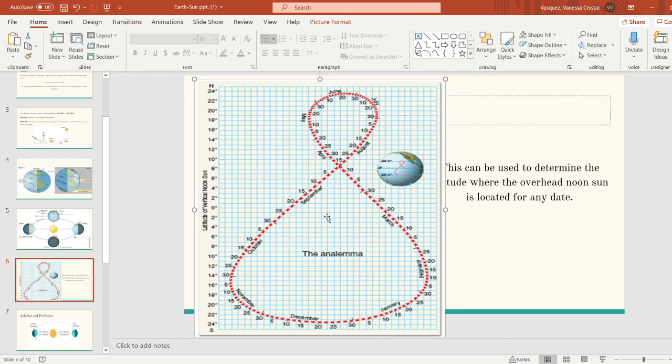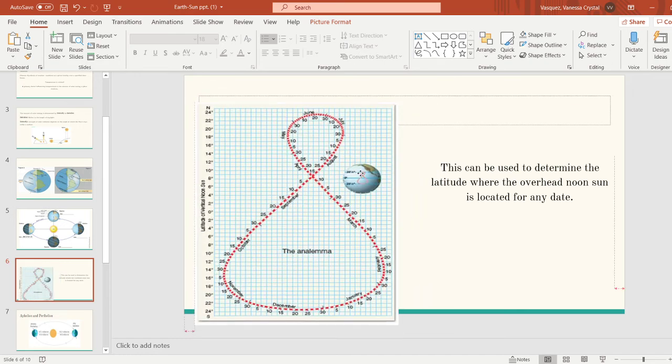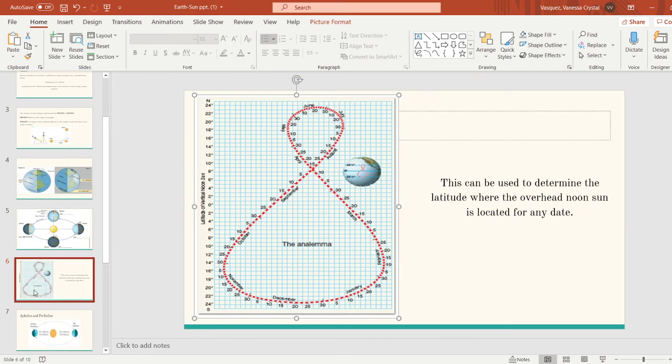To use this diagram, we're basically asking the question, where is the sun directly overhead on September 15th, for example? All we do is go across, and we see that at 3 degrees north, the sun is directly overhead at this latitude. So you will be answering a couple of questions using this analemma.